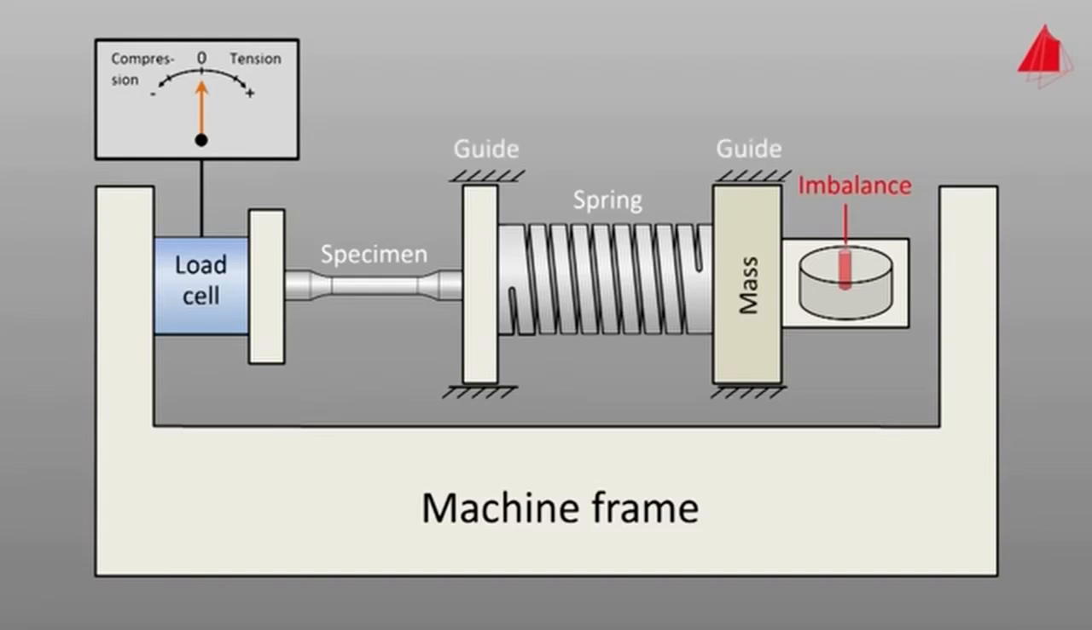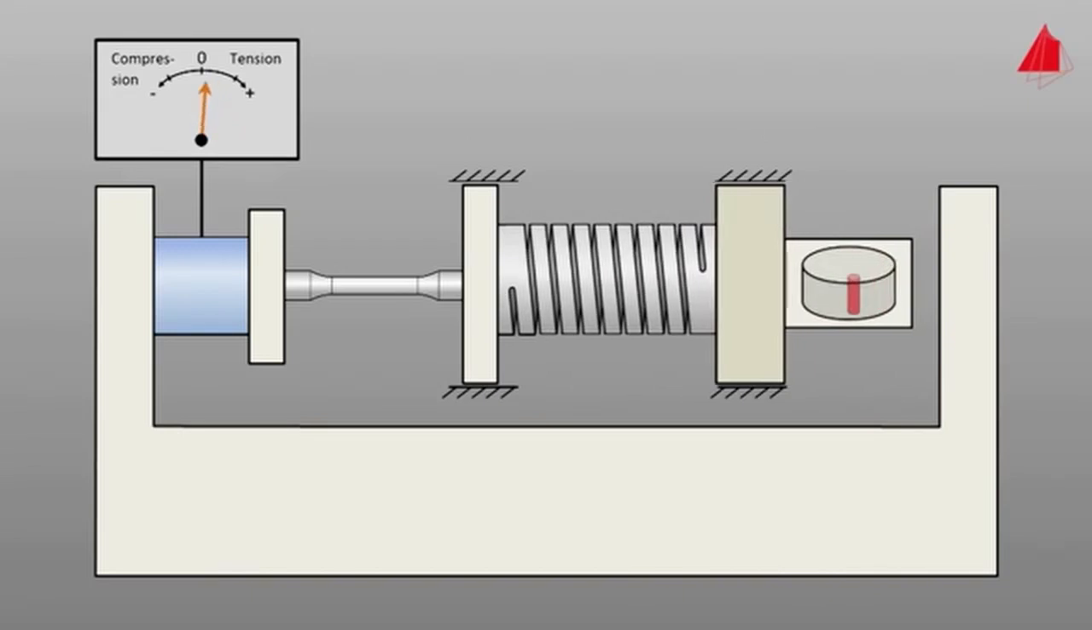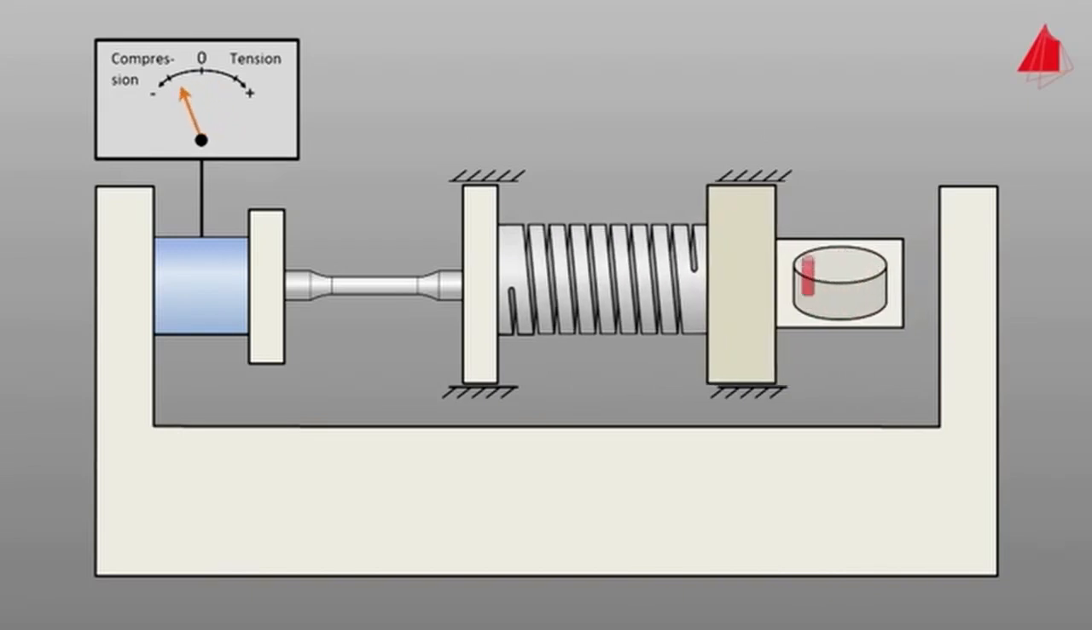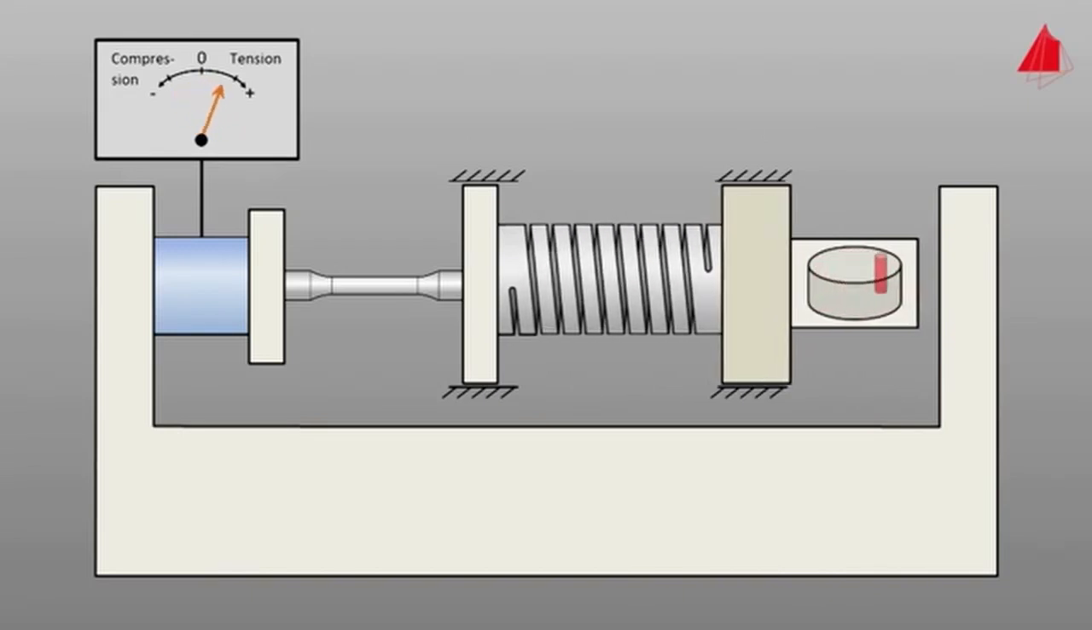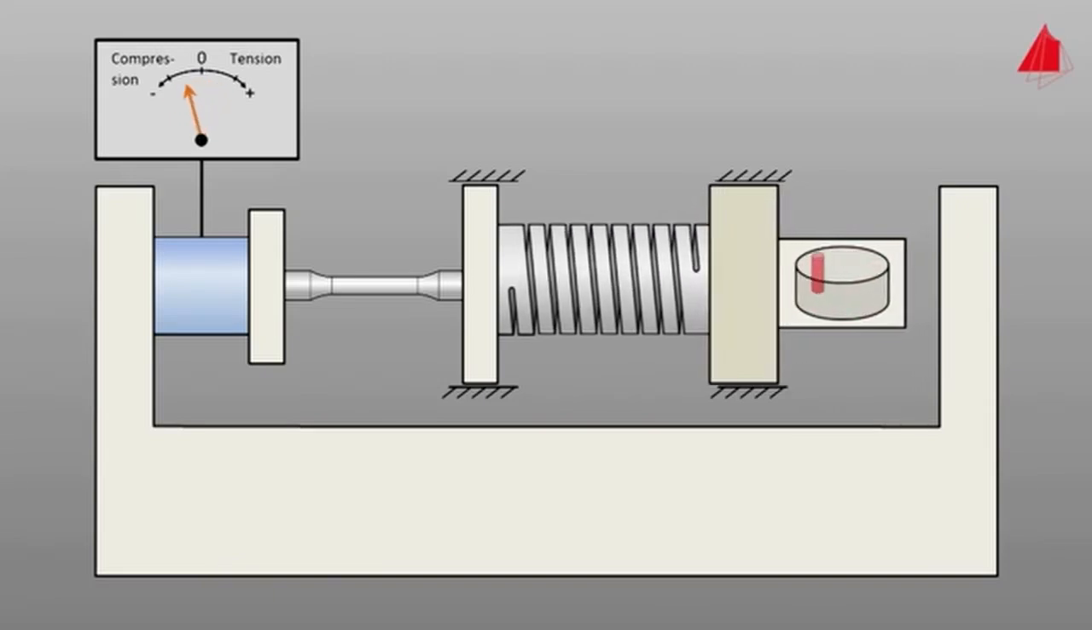Longitudinal guides prevent the mass from vibrating in the transverse direction. Via the spring, the test force acts on the specimen. By varying the excitation frequency of the imbalance, the test force can be controlled. In our case, the specimen is loaded with about 25 cycles per second.